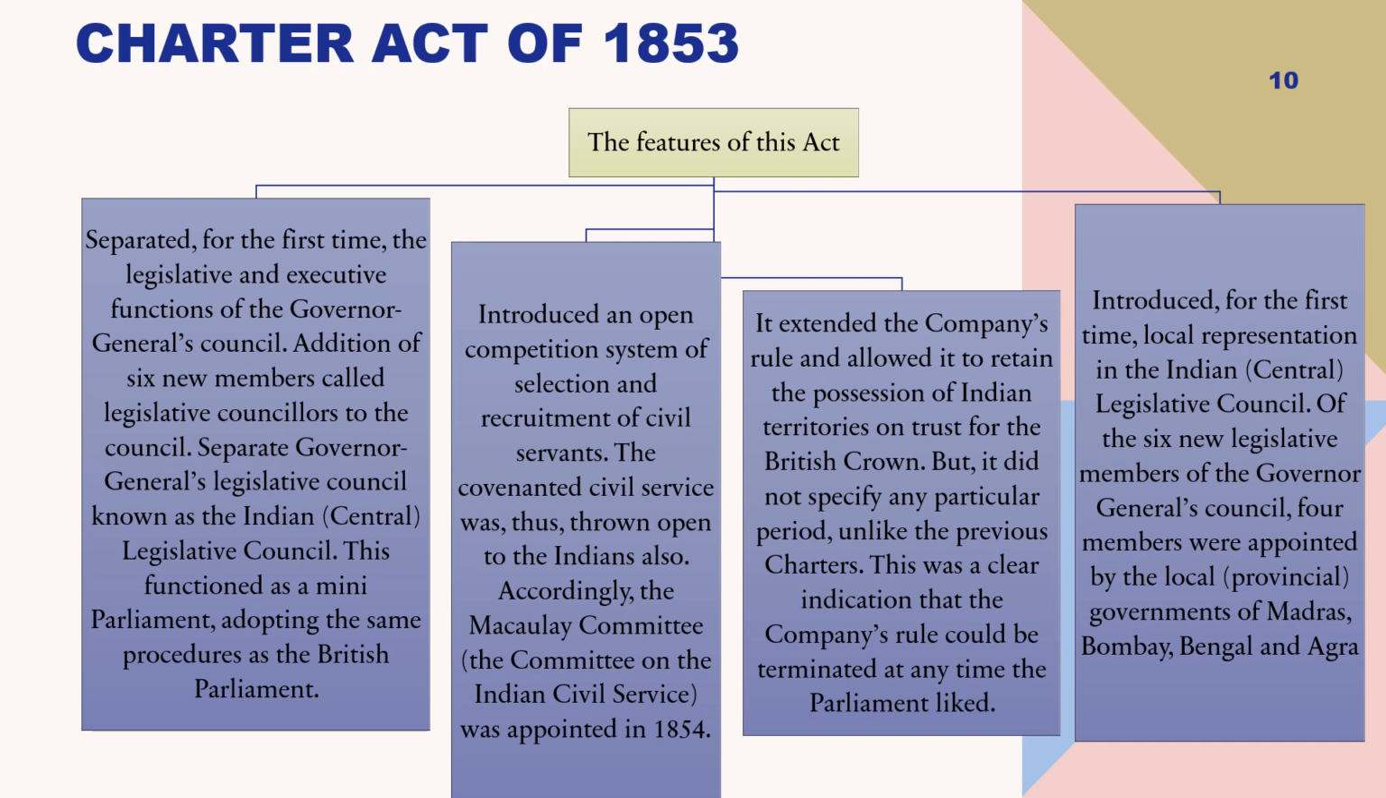Now they did not specify any particular time period, and it introduced for the first time local representation in the Indian Legislative Council. Of the six new legislative members, four were appointed by the local governments of Madras, Bombay, Bengal, and Agra.